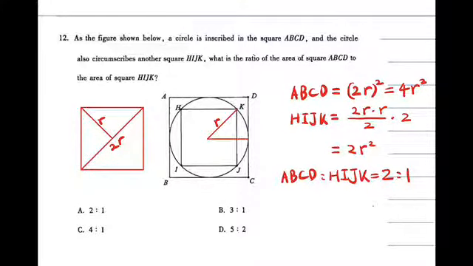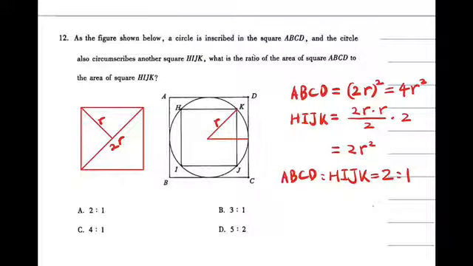Question 12 looks pretty complicated. It is a square inscribed in a circle, inscribed in a larger square. And we need to compare the area of these two squares. But the key point to solve this question is that the radius of the circle is constant. We can assume it's R. And we can use this R to solve these two squares.